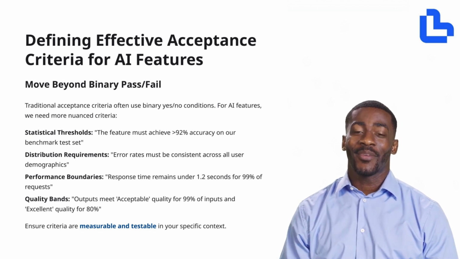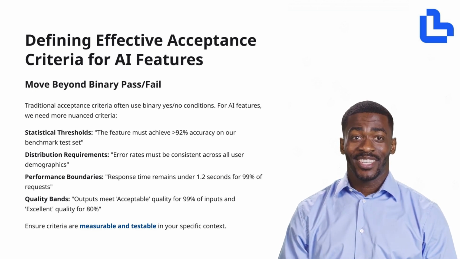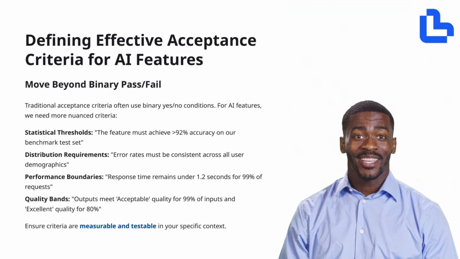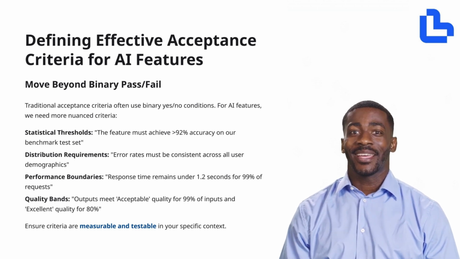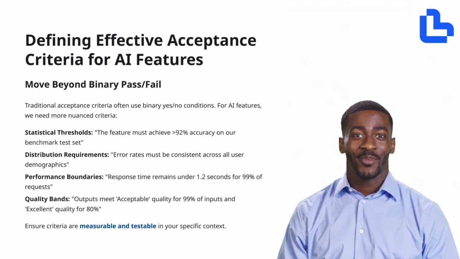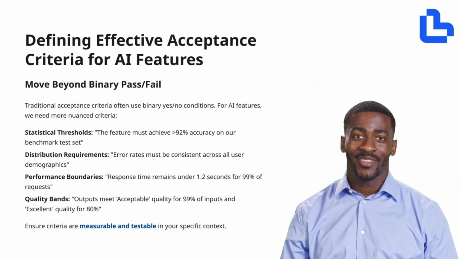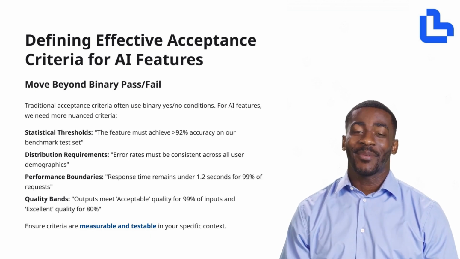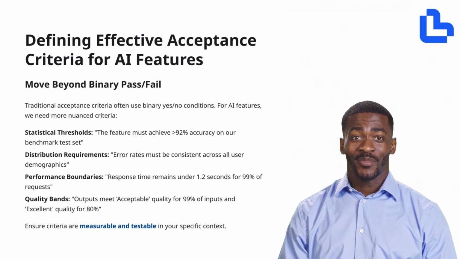Traditional software often relies on binary pass-fail criteria. Either the feature works or it doesn't. But AI doesn't operate in absolutes. It's probabilistic, and its performance varies depending on context, data, and user behavior. That means our acceptance criteria need to be more nuanced and statistically grounded.